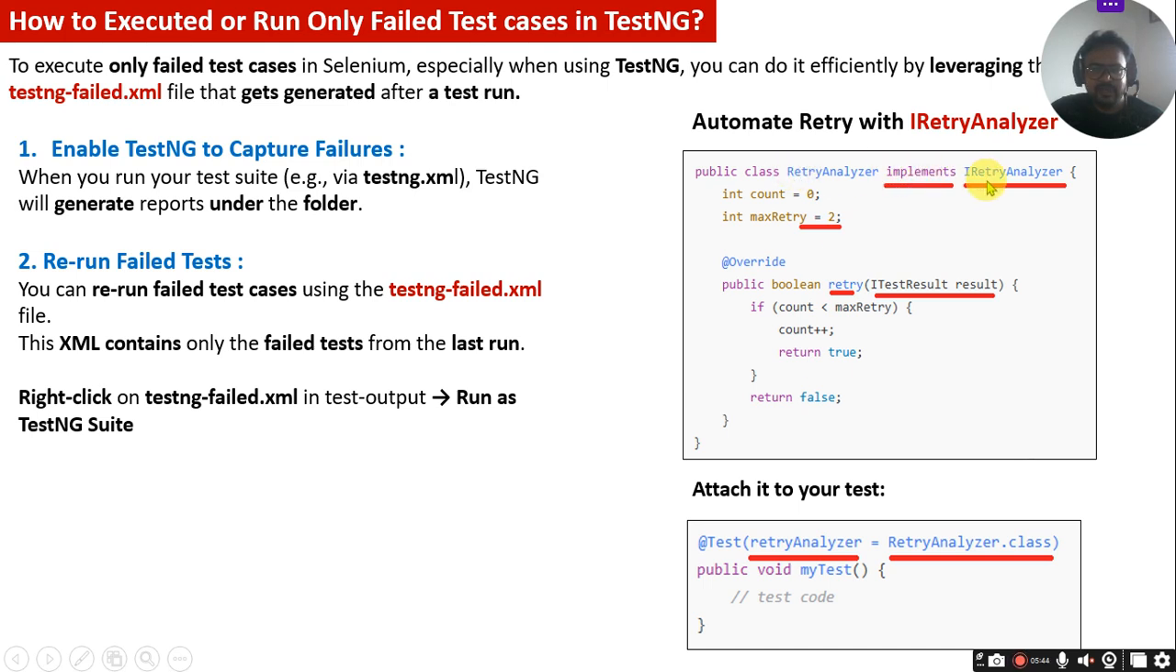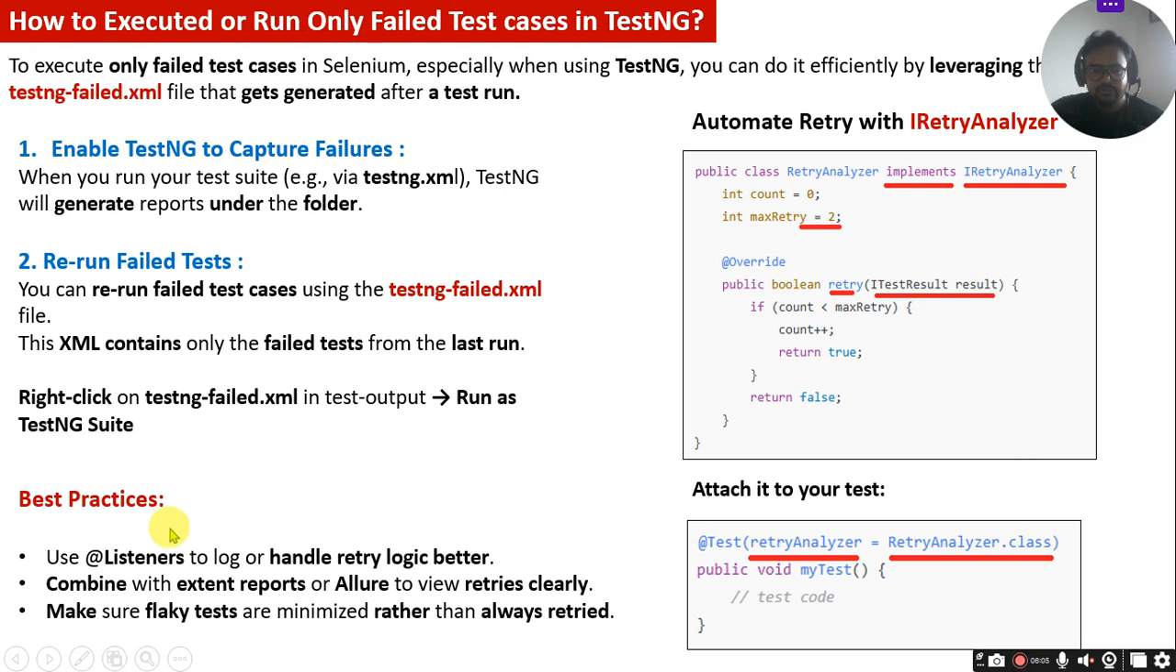This also implements IRetryAnalyzer, and retryAnalyzer is equal to this class name dot class. Whatever test case you write over here, if this test case fails, then the system will automatically retry 2 times, and then it will share the report. Okay, now a few important things you need to remember when you work with the retry logic in TestNG.